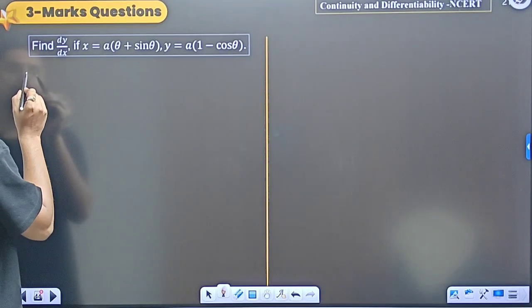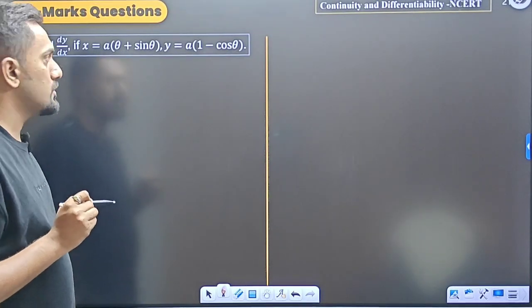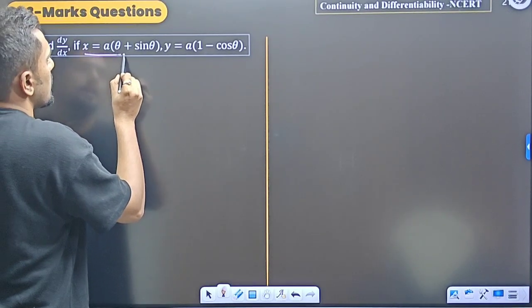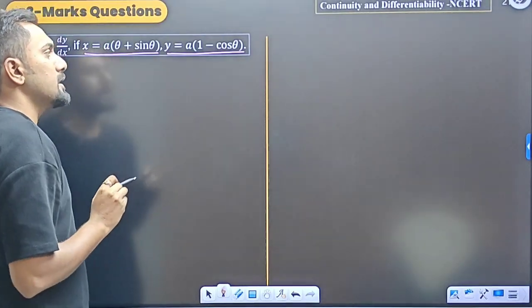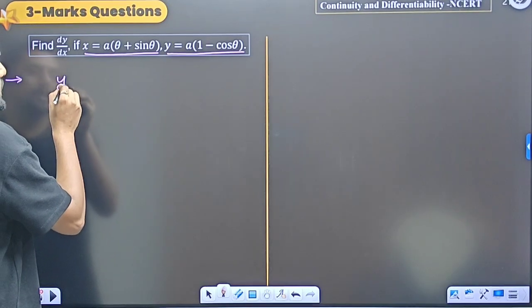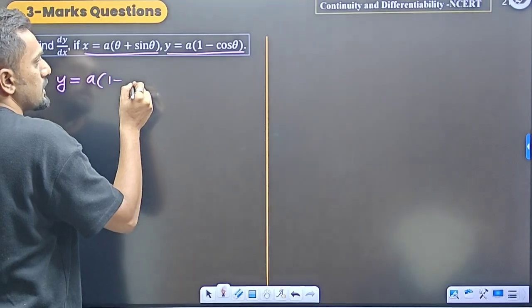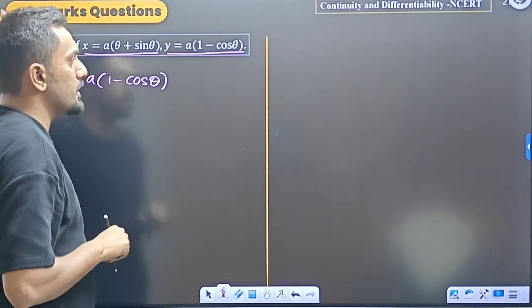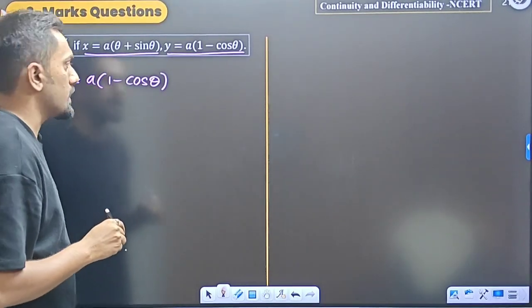And the next question is function in parametric form. Okay, so here he has given that x is equal to a into theta plus sin theta and y is equal to a into 1 minus cos theta. So first let me differentiate y with respect to theta. Here what is the third parameter other than x and y? Theta, right? So we have to differentiate this function with respect to theta.